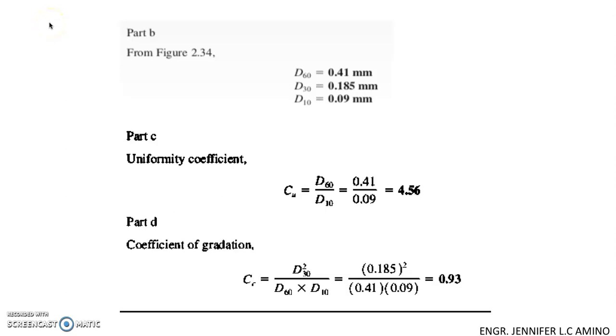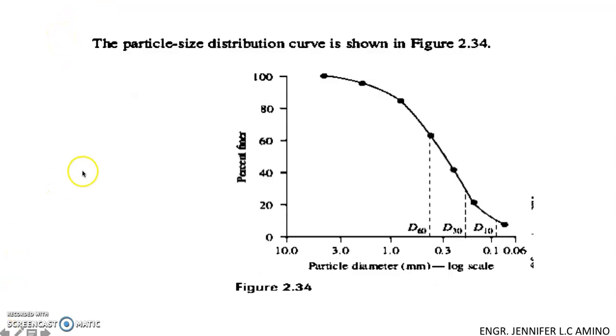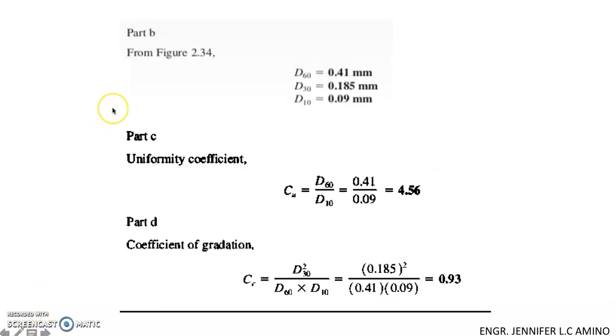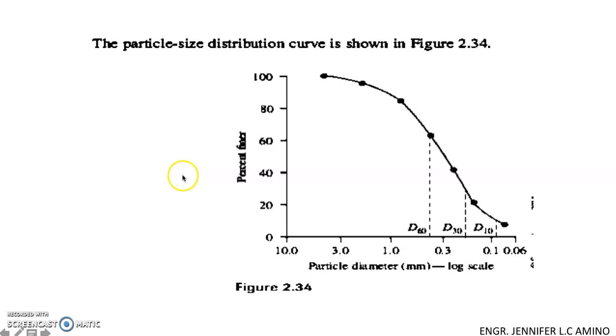Okay, let's continue. After you have plotted the particle size distribution curve, based on this curve, you can now identify the diameter of the percent finer. So let's identify the diameter of the 60% finer, diameter of 30% finer, and diameter of the 10% finer. To identify those diameters, you simply have to go to your particle size distribution curve.